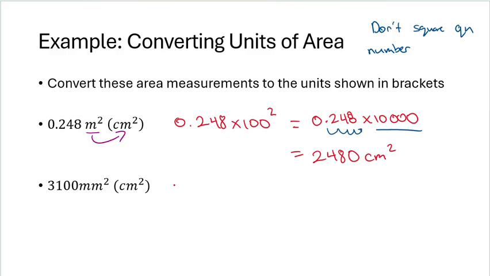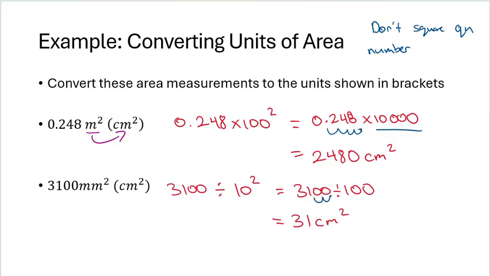For the next one, I've got 3,100 divided by 10 squared. This becomes 3,100 divided by 100 here, and this just turns into 31 centimeters squared. So whenever you're dividing, you move towards the left according to how many zeros there are. If you are given a calculator, you can just type this first section in, and you'd pretty much get your answer.